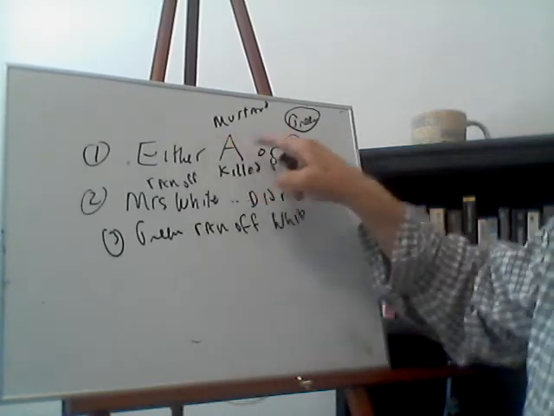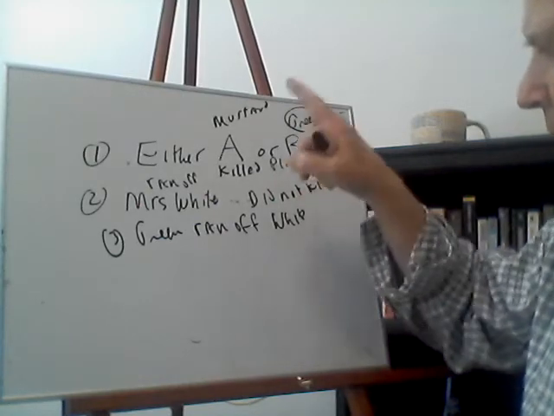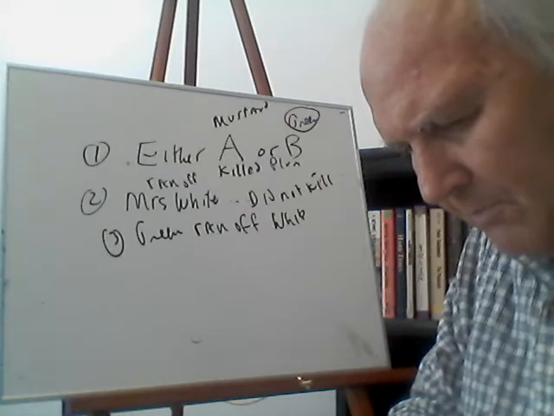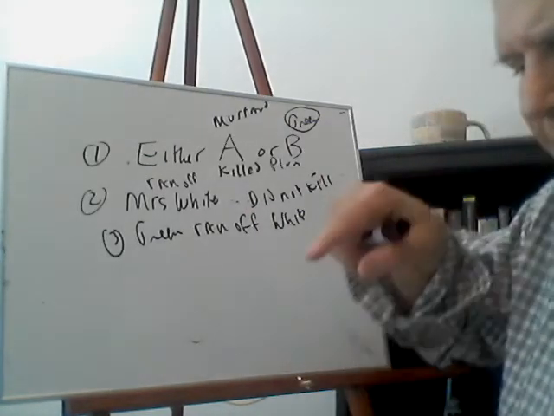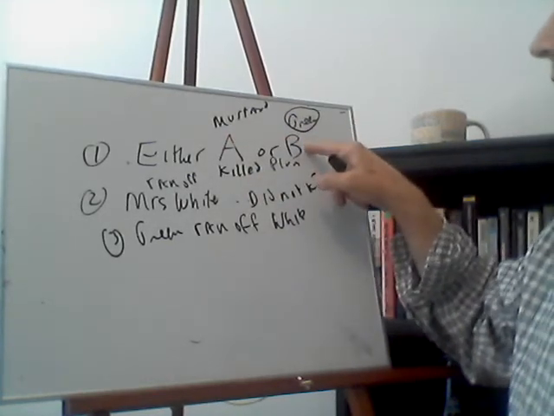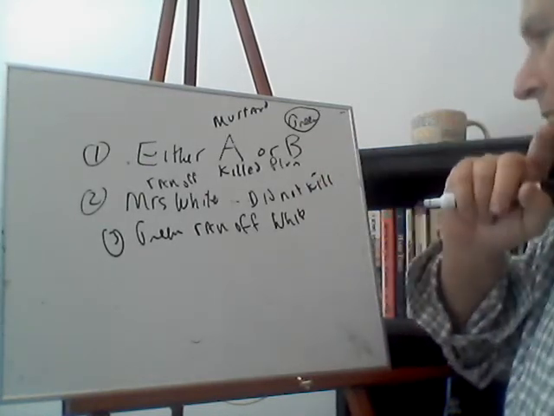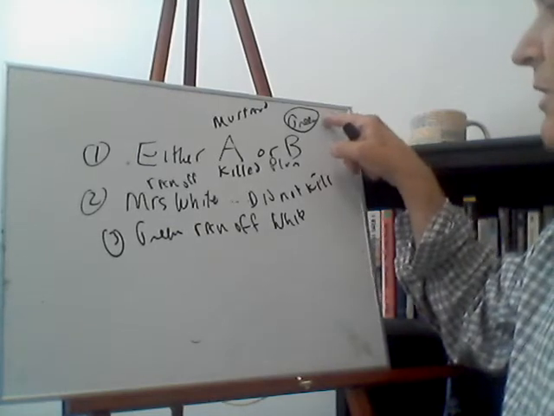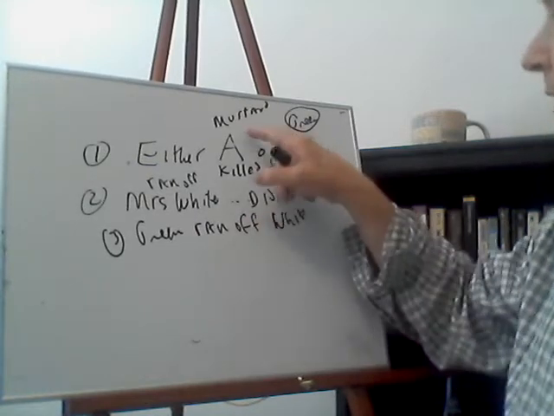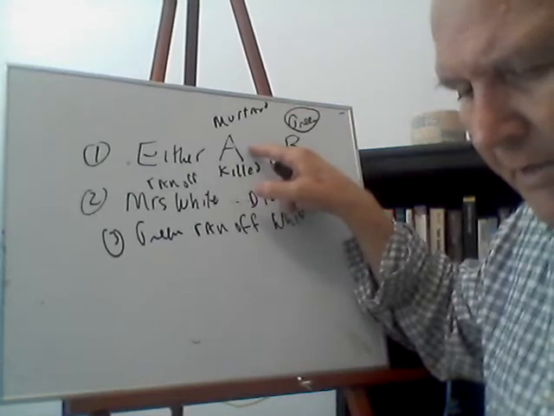So we know that either A or B killed Plum. Whoever ran off with Mrs. White did not kill Plum. Okay, so either A or B killed Professor Plum. The person who ran off with Mrs. White did not kill Plum. So Green, we know Green did not kill Plum because he ran off with Mrs. White. We know that A or B killed Professor Plum, so it has to be A, and that's Colonel Mustard.